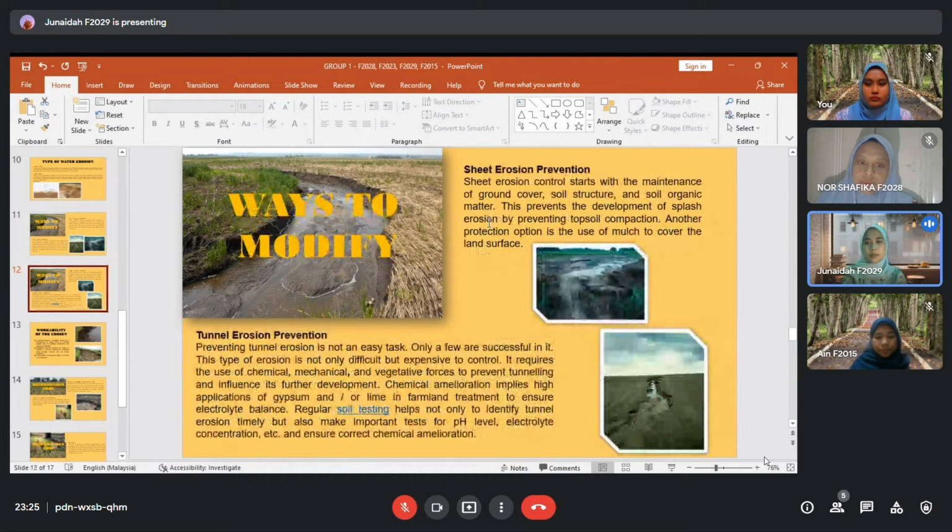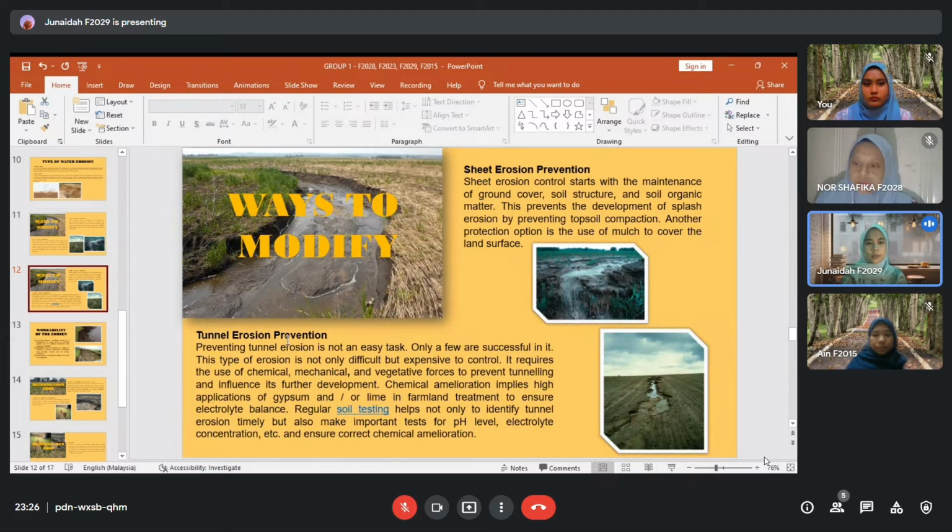Splash erosion prevention. Splash erosion control starts with the maintenance of ground cover, soil structure, and soil organic matter. This prevents the development of splash erosion by preventing topsoil compaction. Another protection option is the use of mulch to cover the land surface.